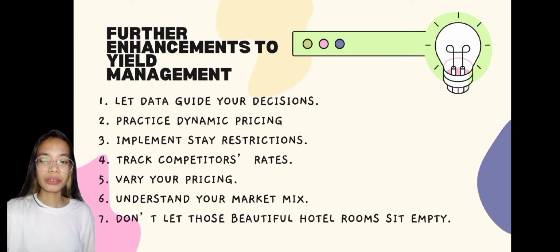Further enhancement to yield management. Number 1 is let data guide your decisions. Number 2, practice dynamic pricing. Number 3 is implement stay restrictions. Number 4, track competitors' rates. Number 5, vary your pricing. Number 6, understand your market mix. And number 7, don't let those beautiful hotel room seats empty.